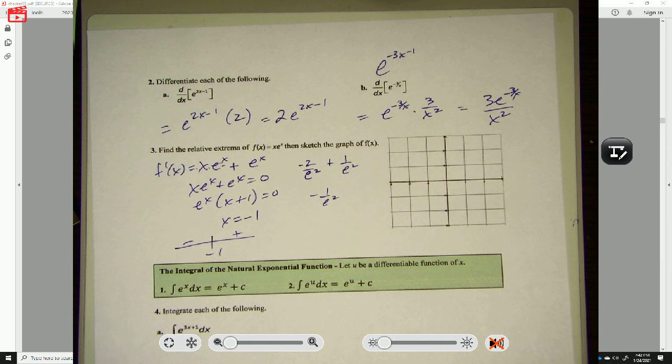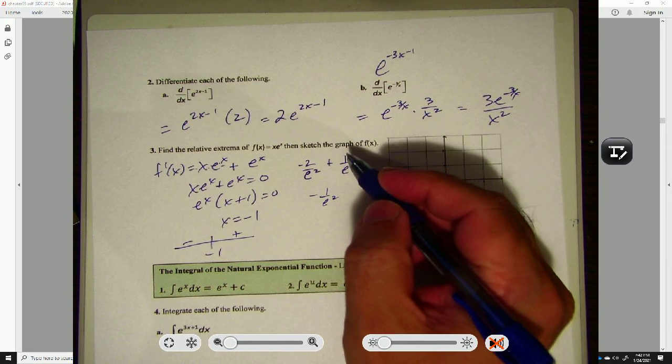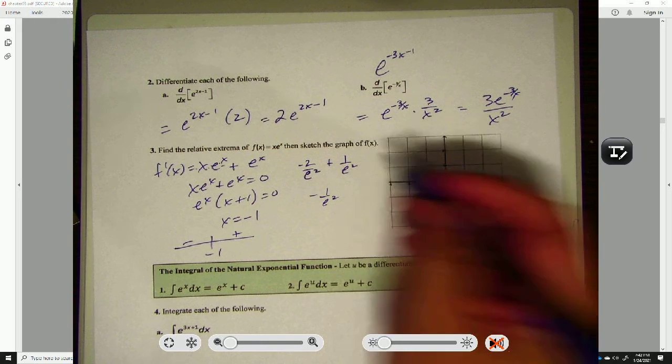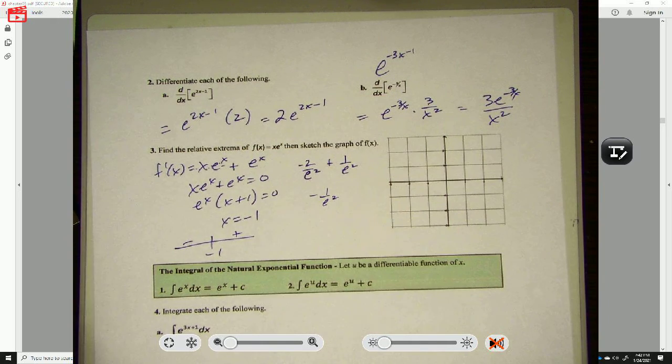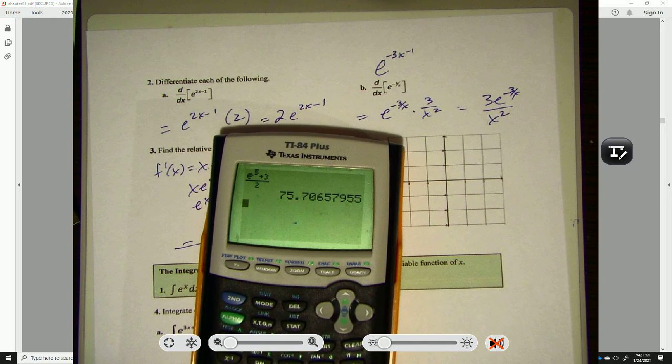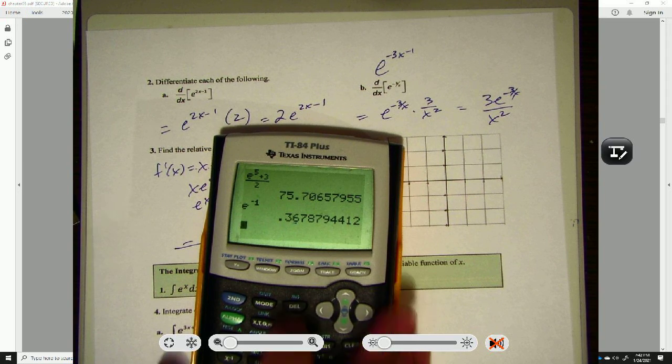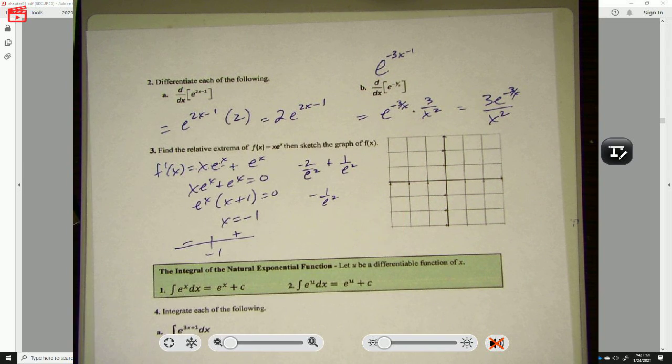We just plug in the negative 1 and we get negative 1 over e. So what is 1 over e? Or e to the negative 1 rather. Either one. E to the negative 1 is probably easier. And it's 0.367. Alright. But it's negative with that.